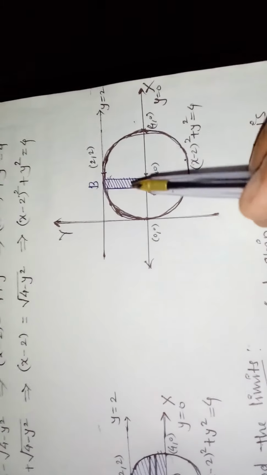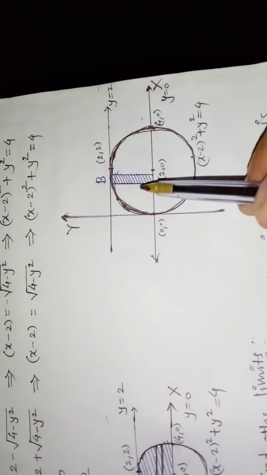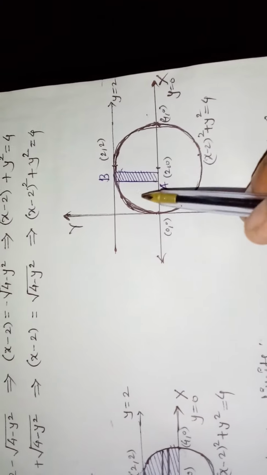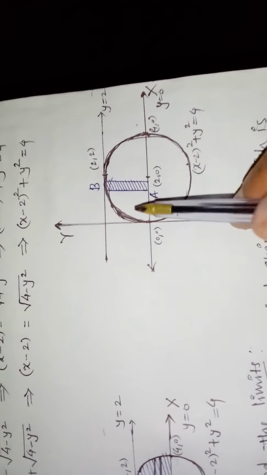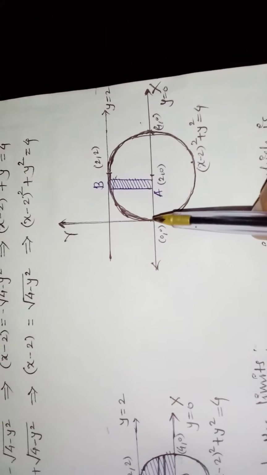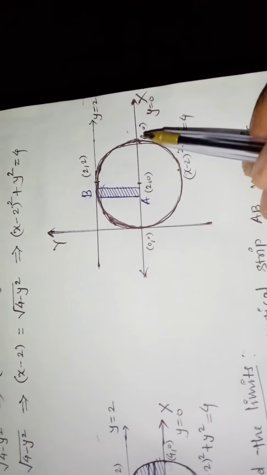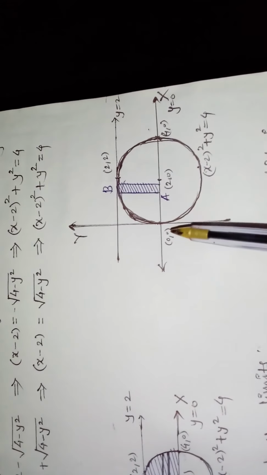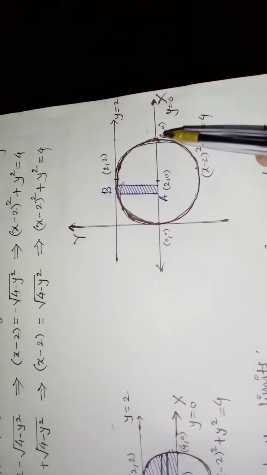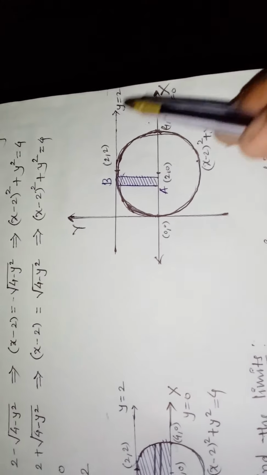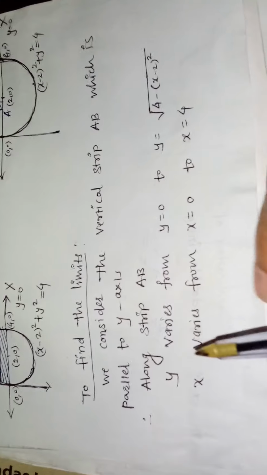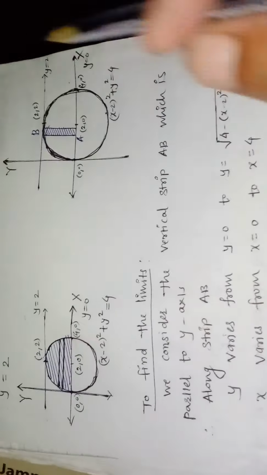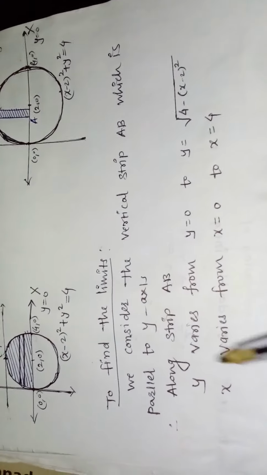Now after that we are finding the limits for x. Now we have to find the limit of x as constants. So this region starts from the origin at the left side and ends at this point, that is 4, 0, at the right-hand side. So our limit of x starts from x equals 0 and ends at x equals 4, and that is our limit for x. So I mention here, x varies from x equals 0 to x equals 4. Now using that strip and figure, we got the limits of y and x.